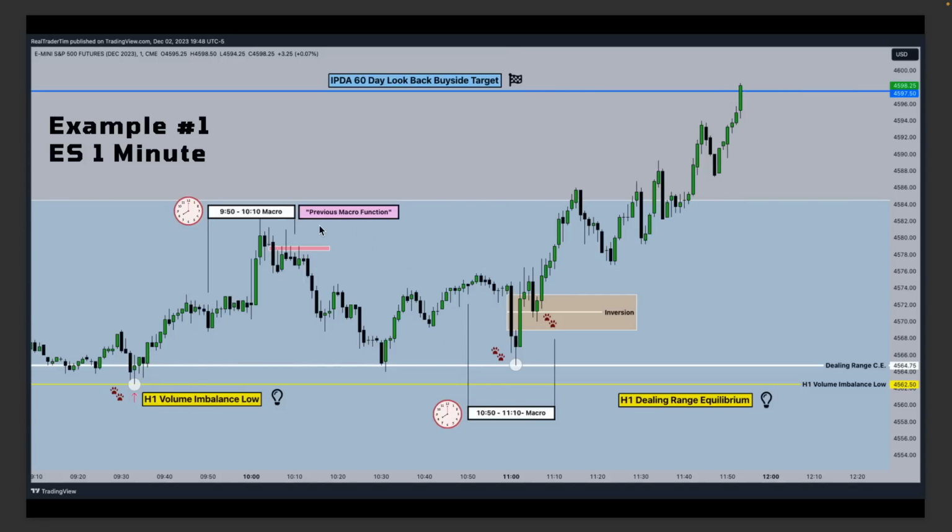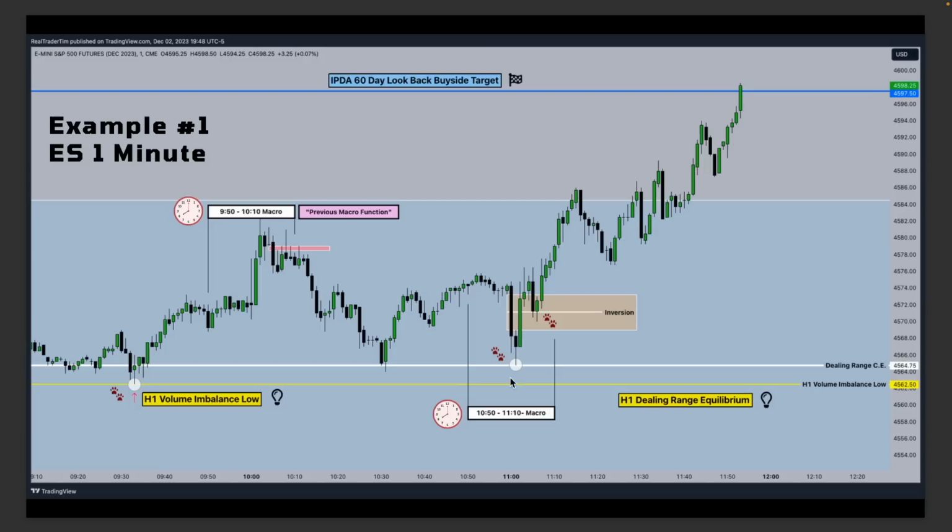The previous macro function, those things we just described. It was just sending us down from that macro, that time period, to sweep some of the sell side and to get back to equilibrium of that hourly dealing range. We come back up, and what time do we get our setup? At some random time? No, between the 10:50 and 11:10 macro. We tap to the tick again. Precision, equilibrium of the hourly dealing range.